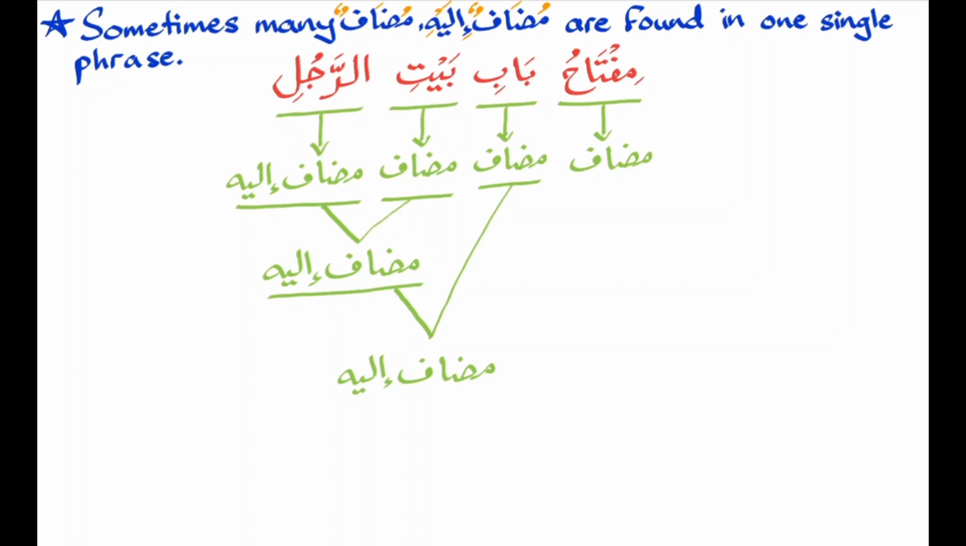And obviously in the end, when you connect miftah, which is the mudaf, and babi bayt ar-rajul, which is the mudaf ilayh, you connect both of them and you get what you get, al-murakkab al-idafi. This is an example of having many mudaf ilayh coupled together in one single phrase. And this is how you would analyze this type of phrase. Now let's move on to the second note.